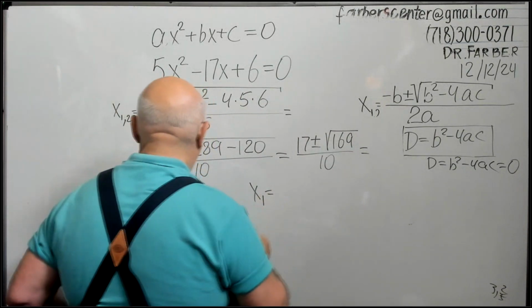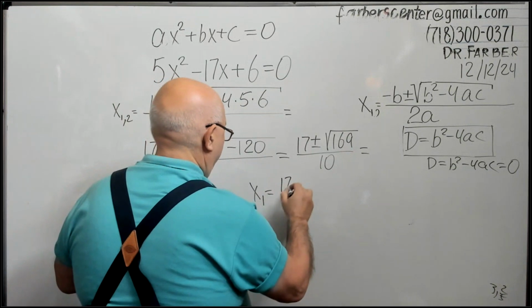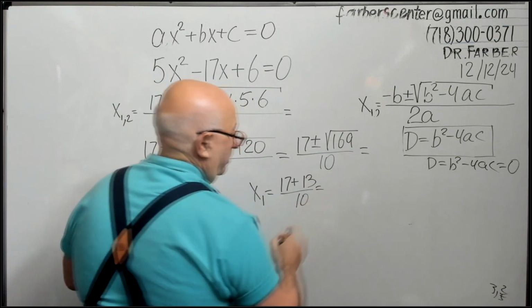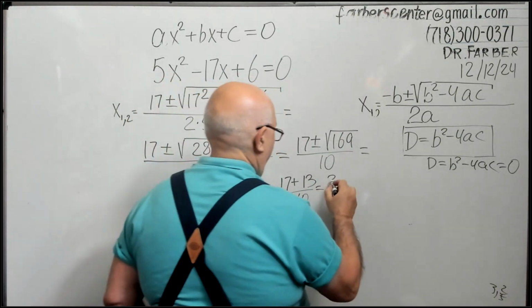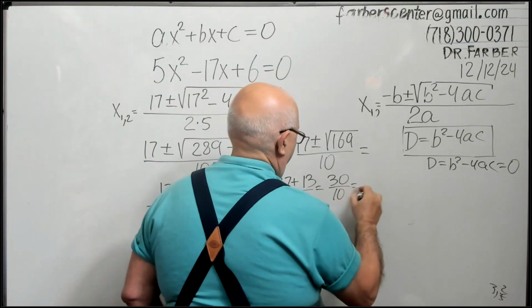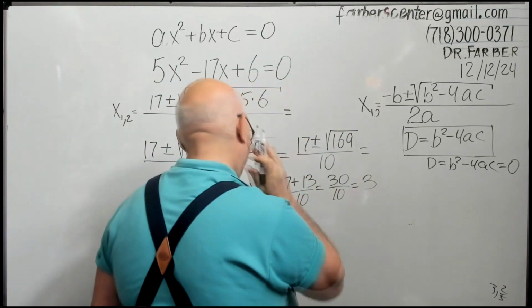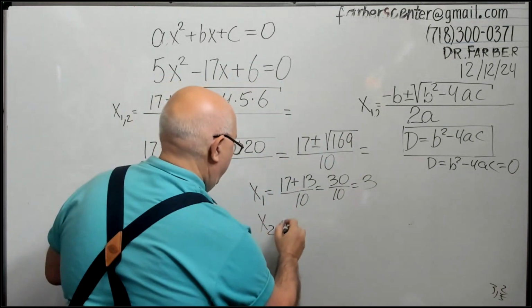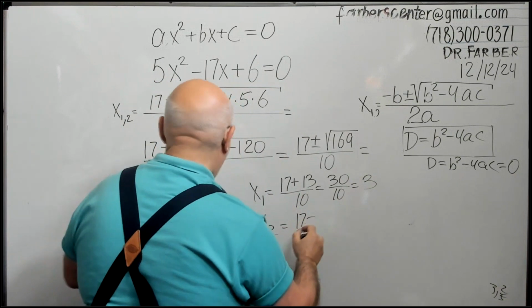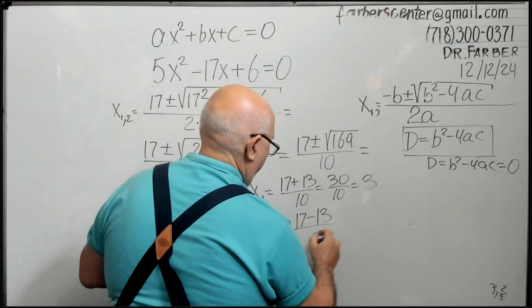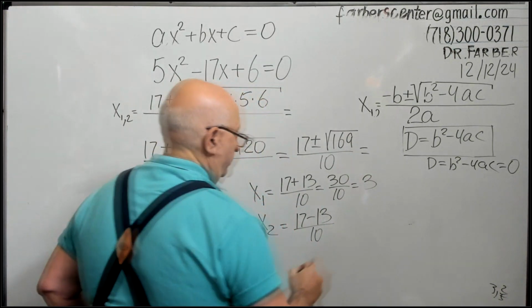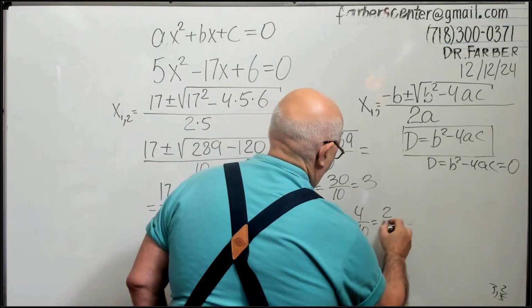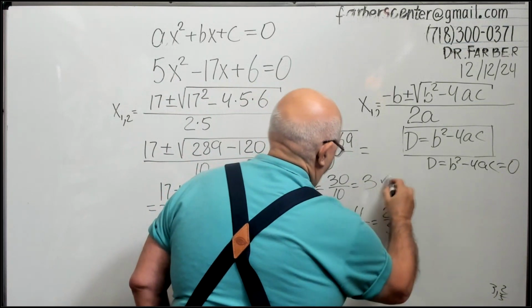x1 equals 17 plus 13 divided by 10, is 30 divided by 10, which is 3. x2 equals 17 minus 13 divided by 10, 4 over 10, or 2 over 5.